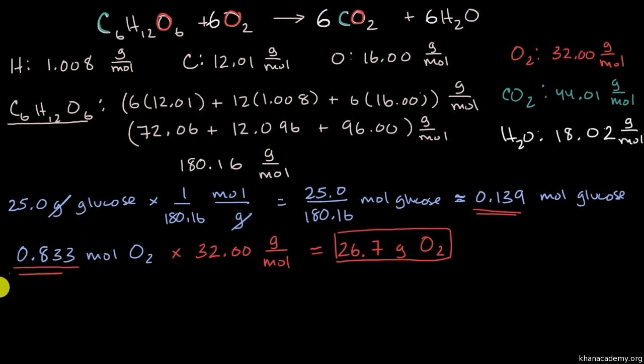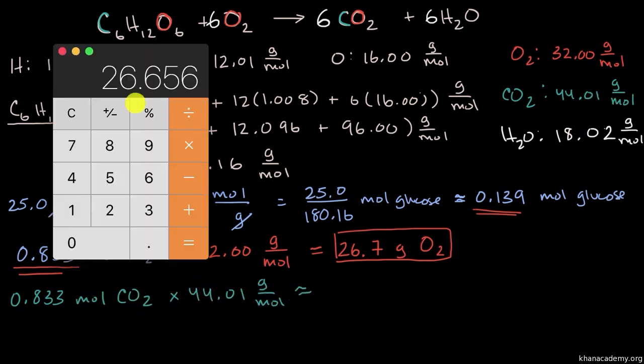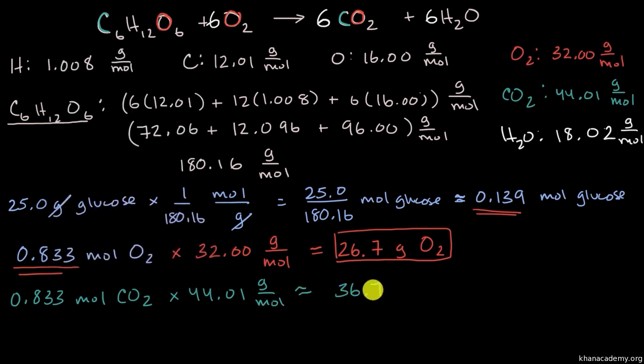So if we take our original 0.833 mole of carbon dioxide and I multiply that times carbon dioxide's molar mass, 44.01 grams per mole, this is going to be approximately equal to 0.833 times 44.01 is equal to, to 3 significant figures, 36.7 grams. 36.7 grams of carbon dioxide. And once again, you can see that the moles cancel with the moles just as they did before to give us grams of carbon dioxide.